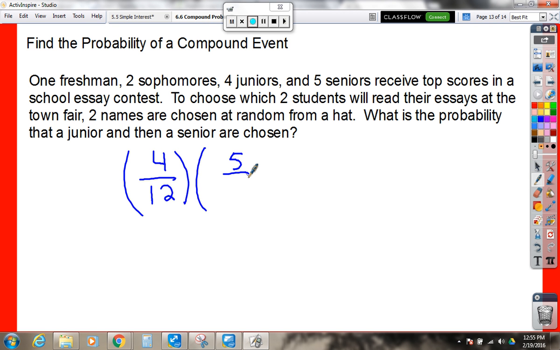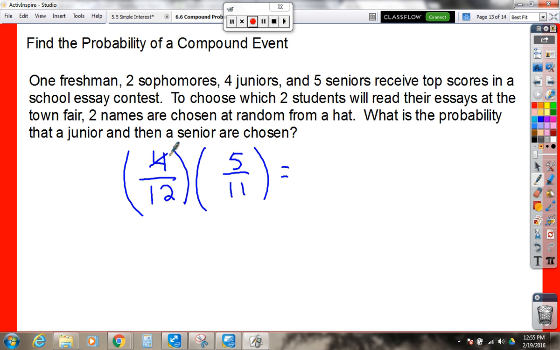No? Remember, we drew that name out of the hat, right? There were 12 names in the hat. How many names did we draw out already? The probability was 4 out of 12, but how many did we actually pick out that first time? 1. We just picked 1 because you picked that 1 junior. So how many are left in the bag? 11. There we go. So 5 out of 11.